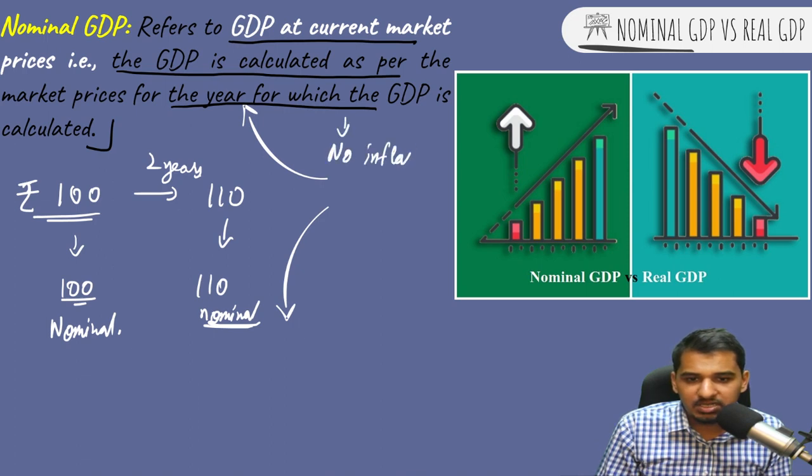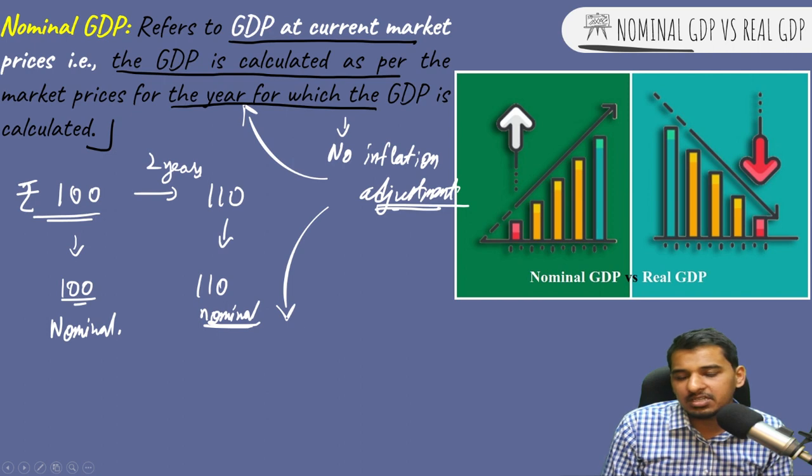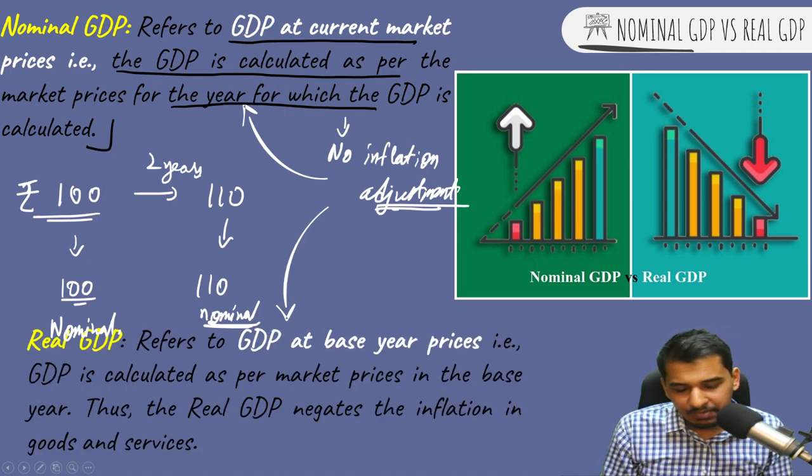No inflation adjustment takes place. Please remember this, that no inflation adjustment will take place. Whatever be the value of goods and services at current market price, it is added and we calculate the nominal GDP. That's it.